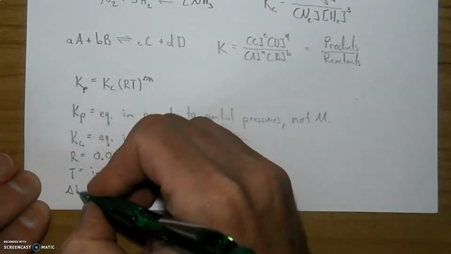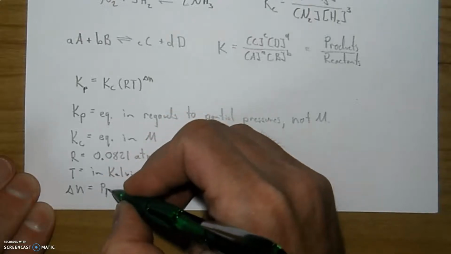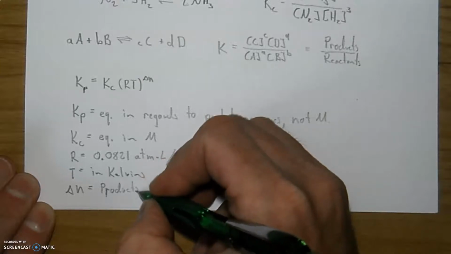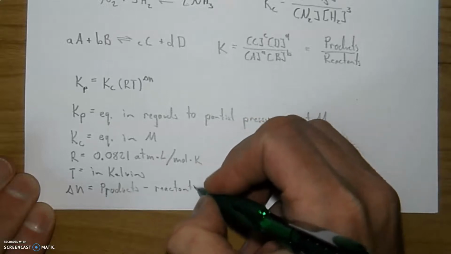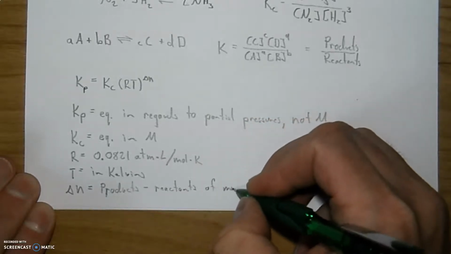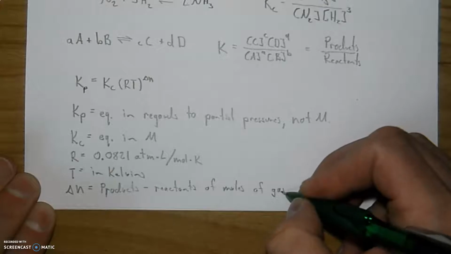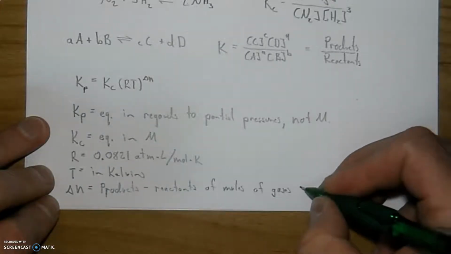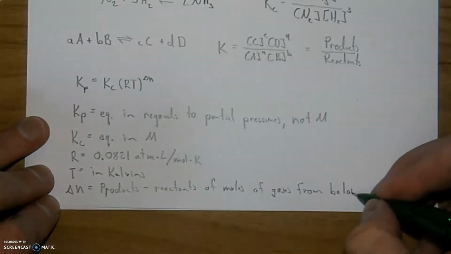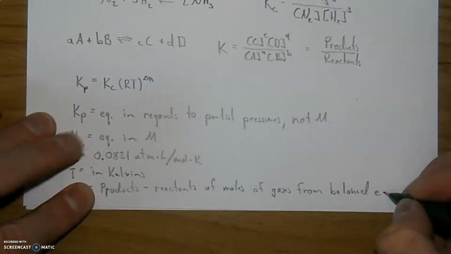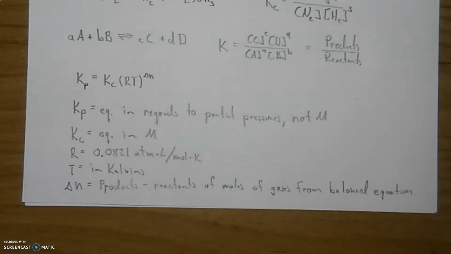Now delta N, that's kind of a new one, is again, it's going to be products minus reactants of moles of gases. And this is all from the balanced chemical equation. And again, we're only looking at the moles of gases.